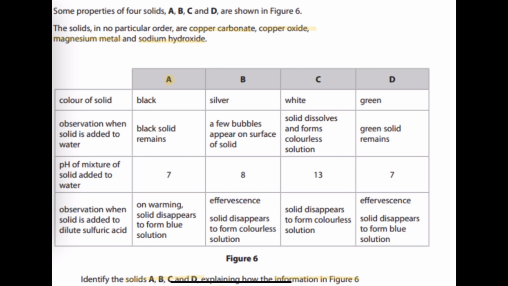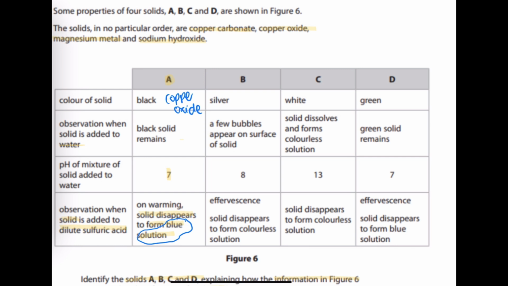Let's see A. We know that the color of the solid is black, and black solid remains when it is added in water. The pH is 7, and the observation of the solid in dilute sulfuric acid is that the solid disappears and it forms blue solution. We know that this would be copper oxide. This is because, first of all, we know copper oxide is black, and we know that when it reacts with sulfuric acid, it makes a blue solution but no gas.